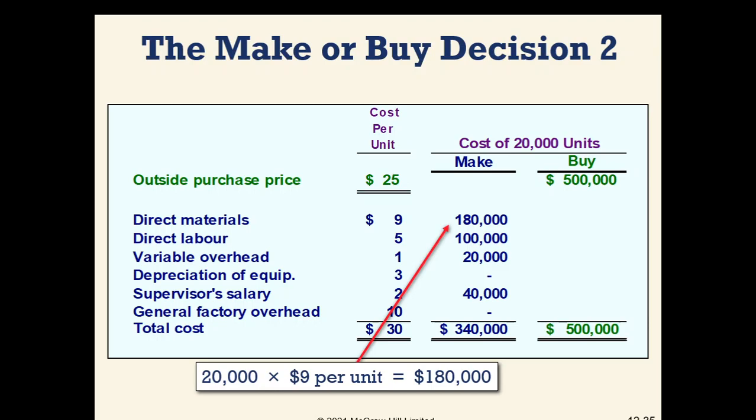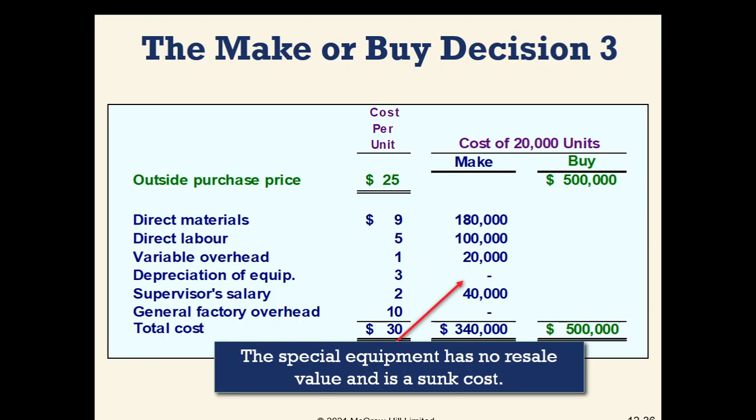So the outside purchase price is $25. If we were buying 20,000 units, that's going to cost us $500,000. We can avoid the direct materials, the direct labor, and the variable overhead, as well as the supervisor's salary. So the cost to make is going to be $340,000. The cost to buy is going to be $500,000.